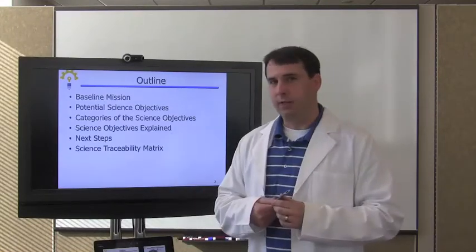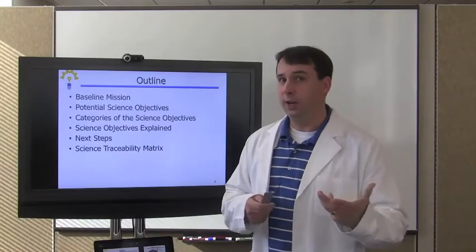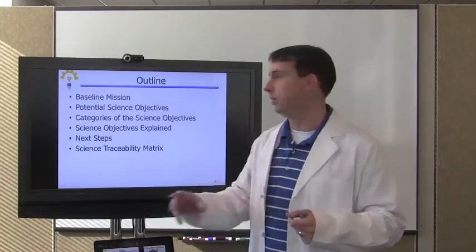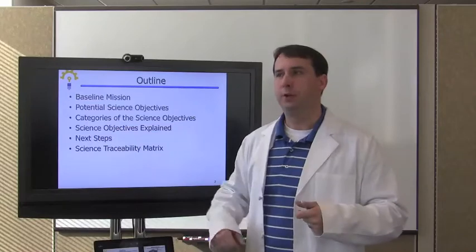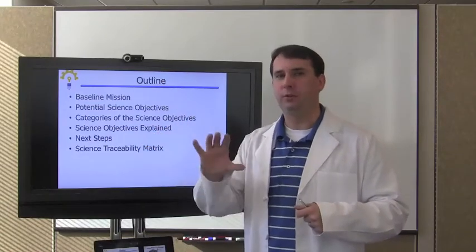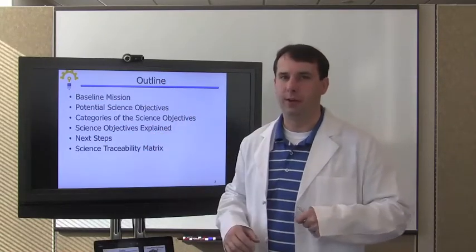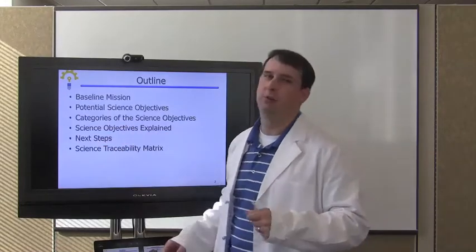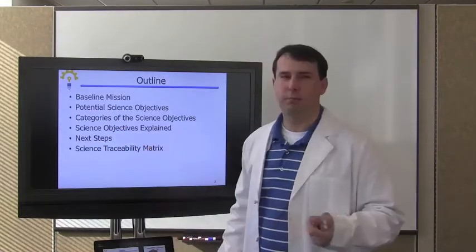Then come the potential science objectives. As we go through the objectives, you'll realize that there are categories of objectives, where you can measure the same thing at different places. So that's what we mean by categories. We'll show that in a second. And then we'll explain the science objectives.